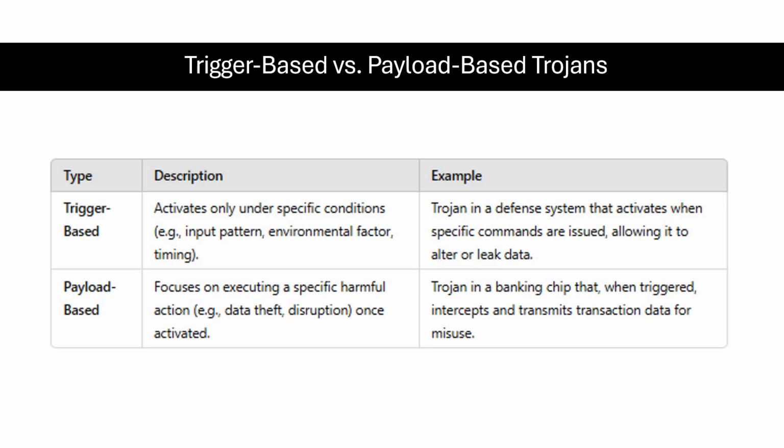Next is payload based. It is going to focus on executing a specific action which is definitely harmful, like data theft or disruption once activated. For instance, in a banking application, in a banking chip, a trojan can jump in, and when it is activated, it can transmit all the very important data to the attackers for misuse. So that is payload.